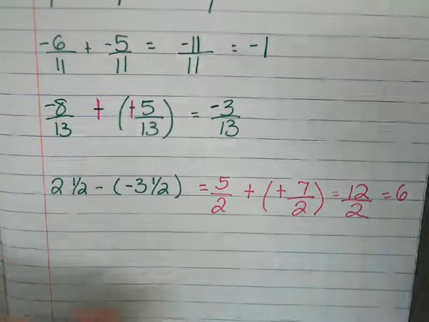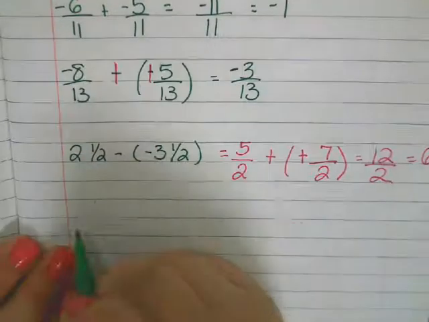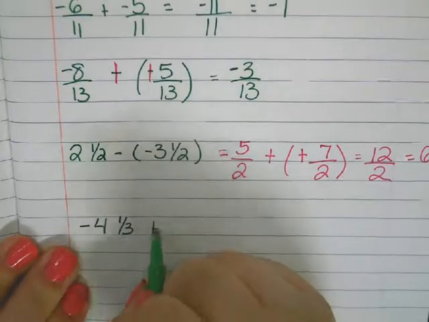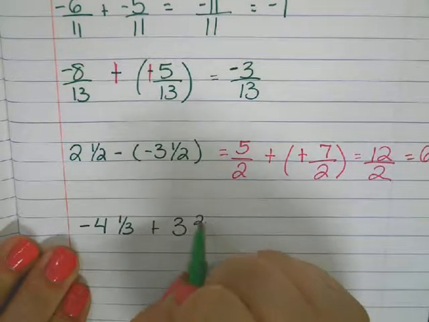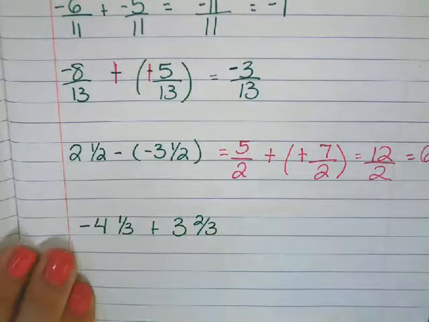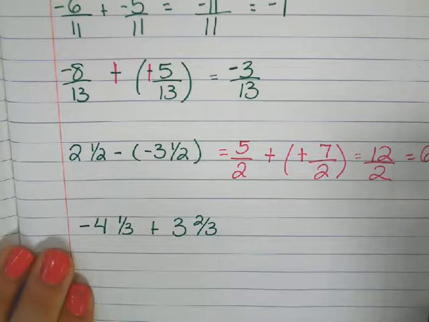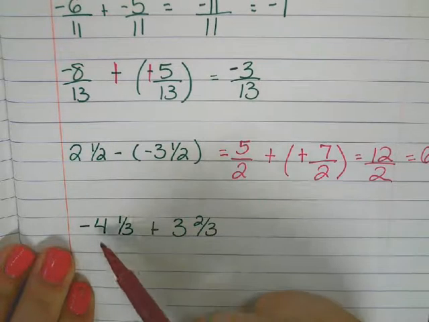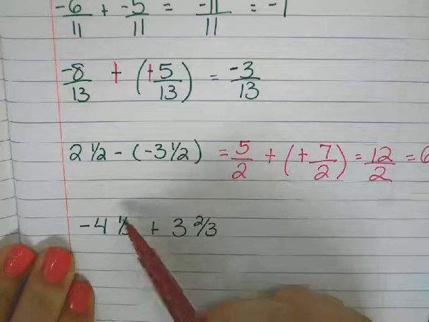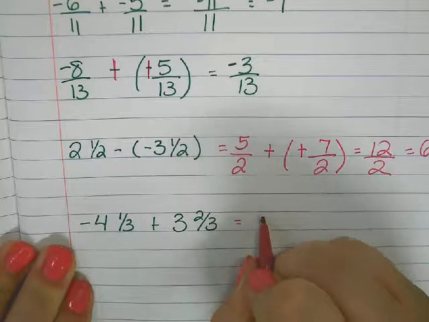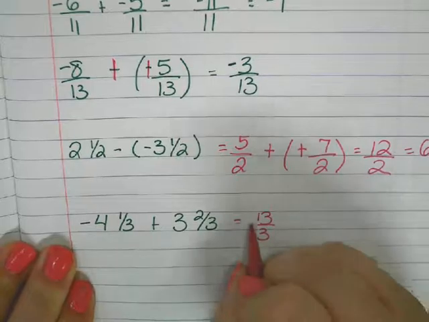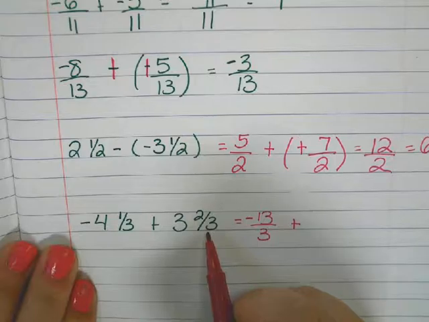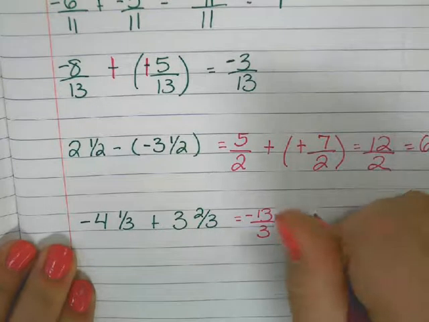Now let's try one more. Negative 4 1/3 plus 3 2/3. Change to improper. 4 times 3 gives me 12, plus 1. So I have 13/3, which is the negative, plus 3 times 3 plus 2, 11/3.